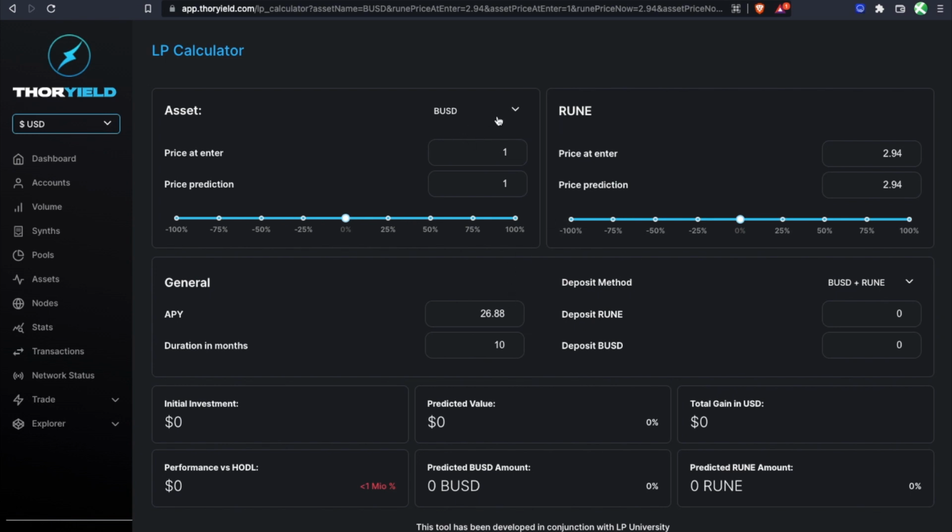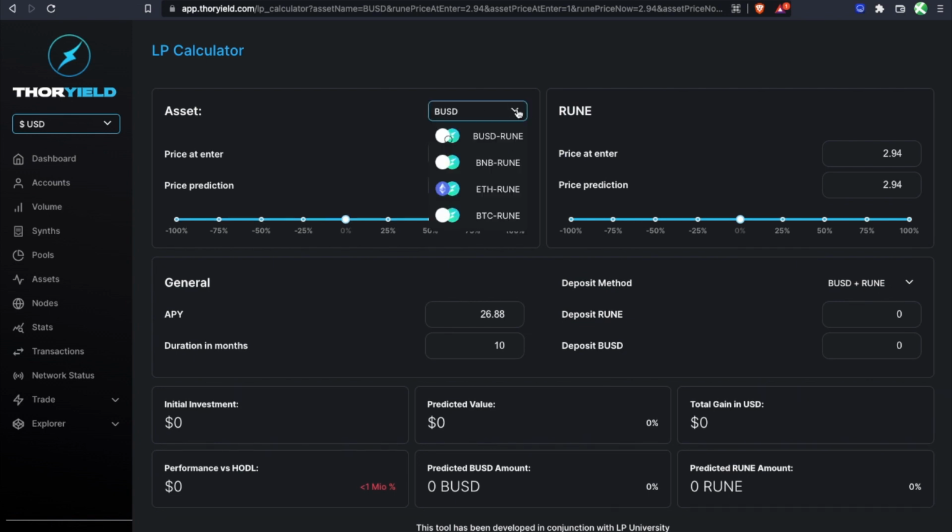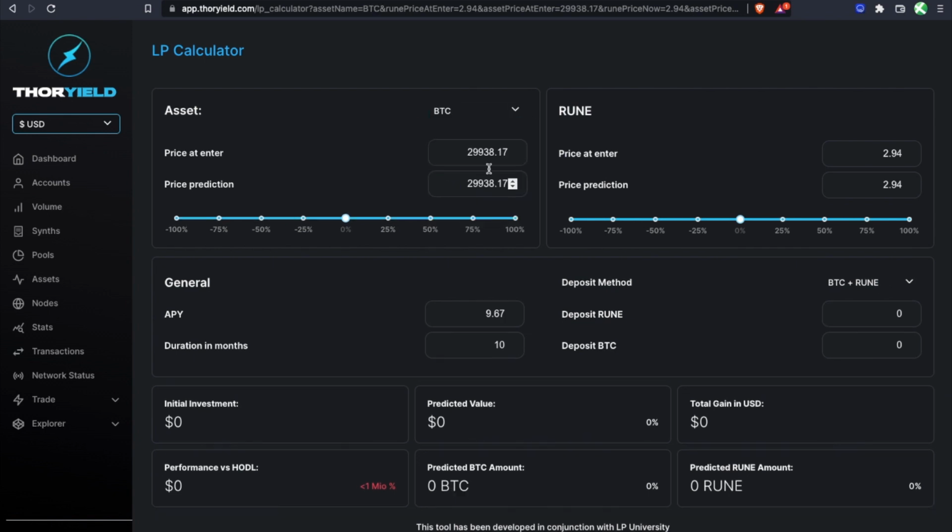First, you just select which asset you want to be pooling. So let's say we want to pool some Bitcoin and Rune because we want to have exposure to both Bitcoin and Rune. So it's automatically pulling some stats live, the Bitcoin price, the Rune price, and the current APY of that pool on THORChain. Here we have price predictions for both assets. So do we think Bitcoin is going to go up or down over this time period? Same for the Rune side.